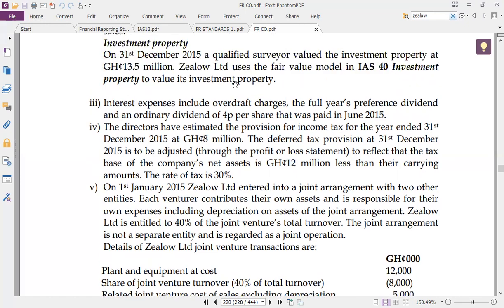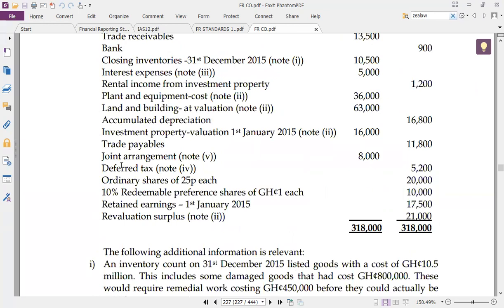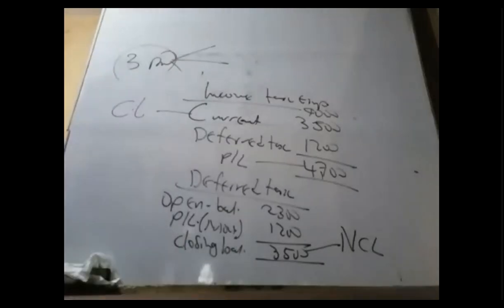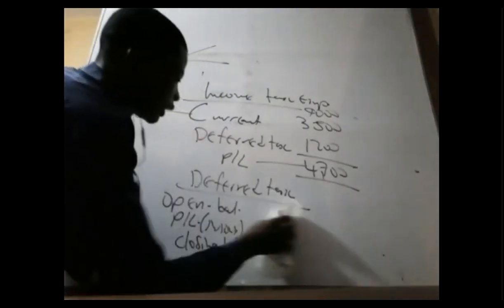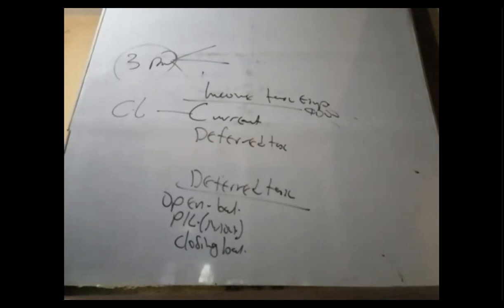Go to the trial balance to pick your open balance of the deferred tax. That is all. So deferred tax is here. Open balance is what? 5,200. So let's solve the question here. I just have to clean this one. This question too, there's no under and over. So that in my next question, there must be under and over.